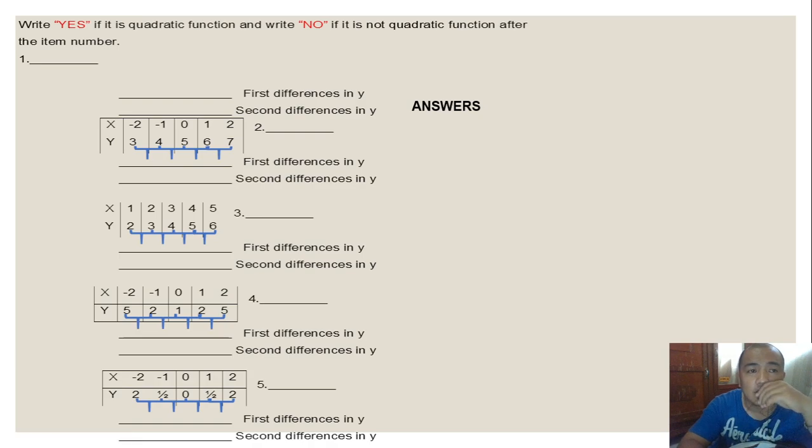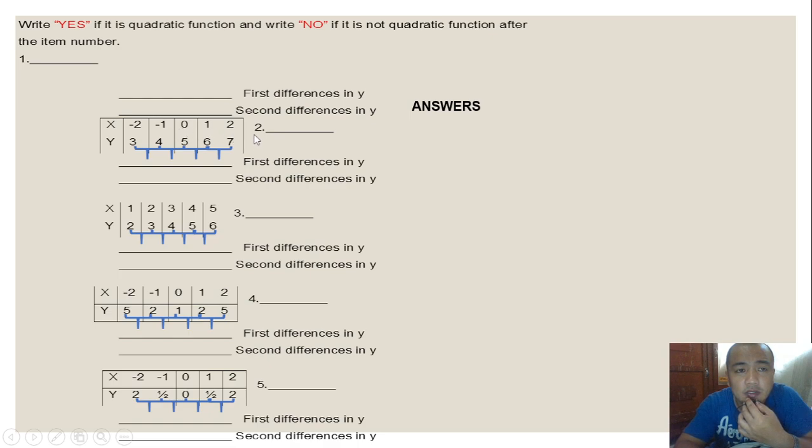How about this? Write yes if it's quadratic function, and write no if it's not quadratic function after the item number. Number 1. Okay, these are given tables, so we're just going to identify the first differences in y and the second differences in y. So for quadratic function, it will produce equal second differences in y. Okay, may typographical error dito. Dapat x yan. First differences in x.